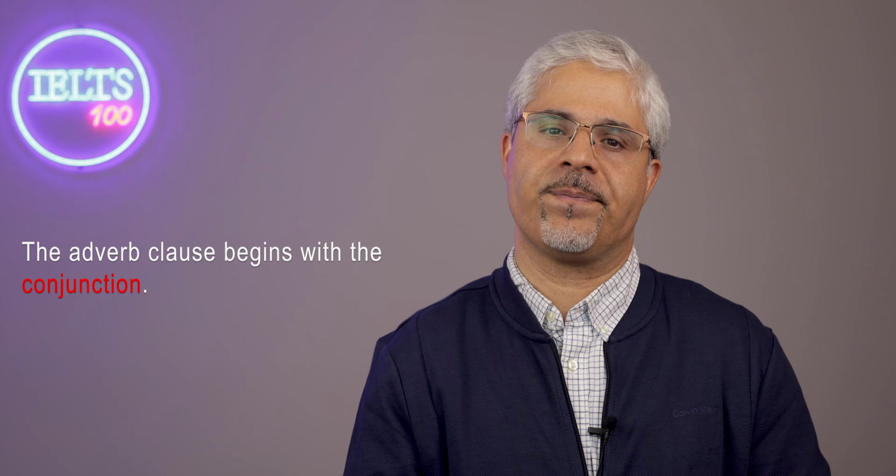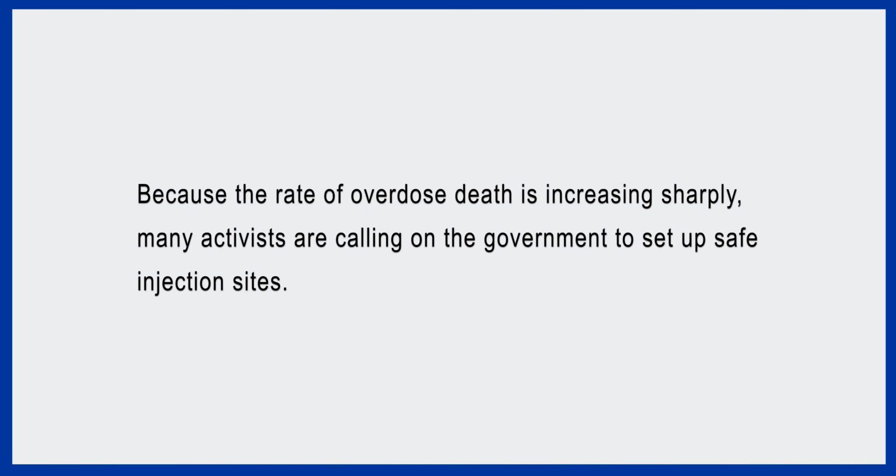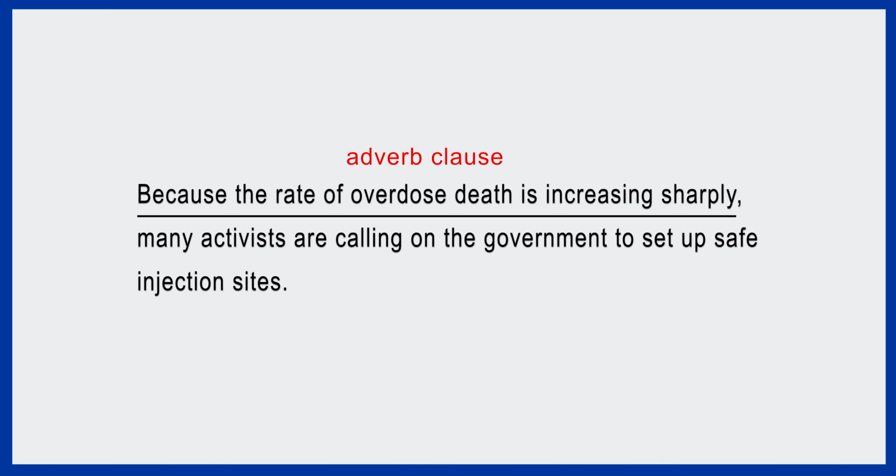how to punctuate adverb clauses. Please note that the adverb clause is the one that begins with the conjunction. See this example. Because the rate of overdose death is increasing sharply, many activists are calling on the government to set up safe injection sites. In this example, because the rate of overdose death is increasing sharply is the adverb clause.